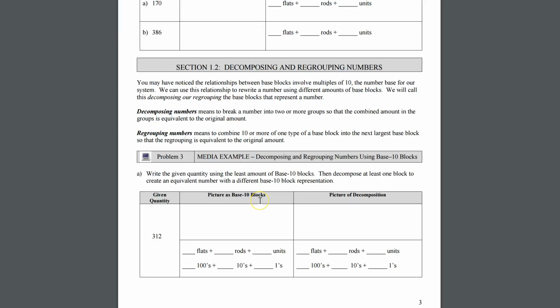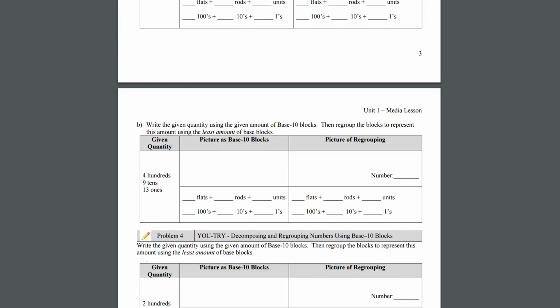So this is really getting us ready for expanded form, and also helping them realize that 312 really means 3 hundreds combined with 1 ten combined with 2 ones. So that's the gist for 1.2. Here they're given something where one of the groups has more than 10, so they'll need to regroup to get the final result. In the next video, we'll look at place value form and expanded form.